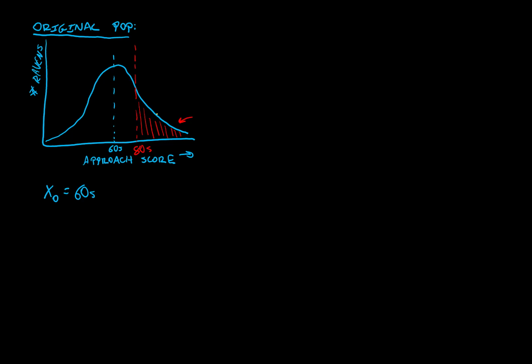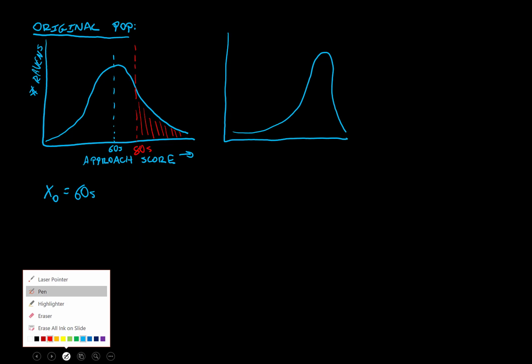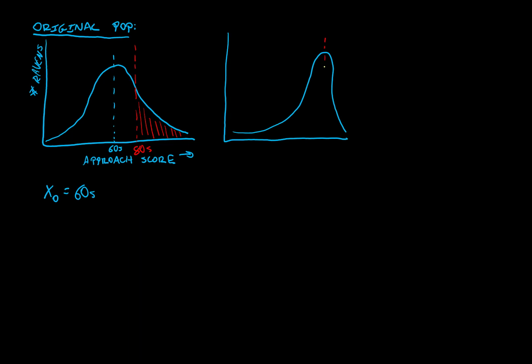So if we only allow individuals with these slow approach scores to reproduce, here's what their offspring are going to look like. So same exact graph showing the same data. But what we see now is a much more skewed curve. The mean of this curve is actually 90 seconds.